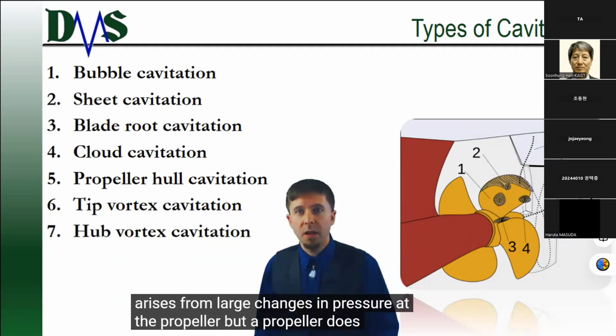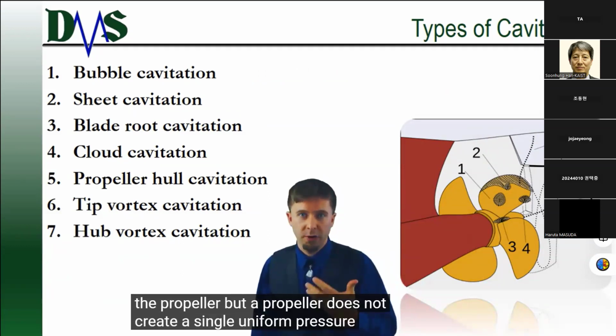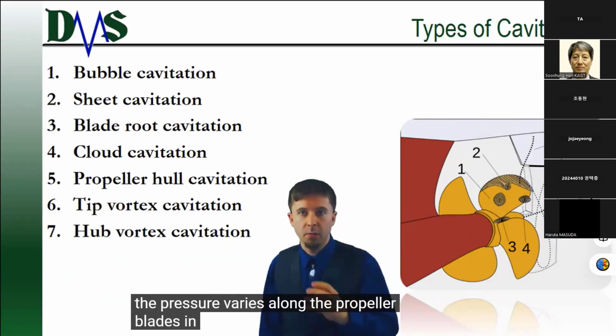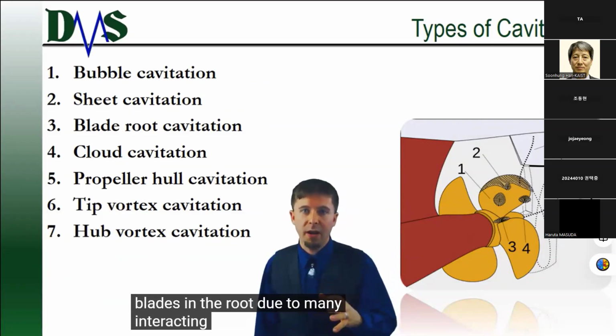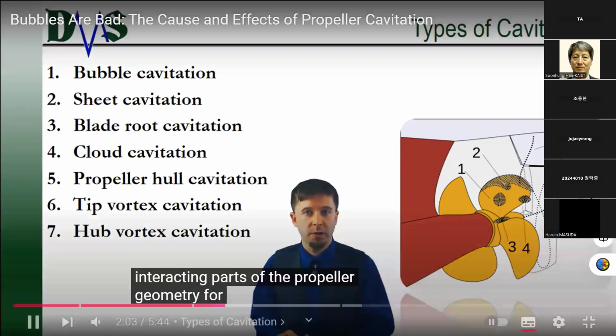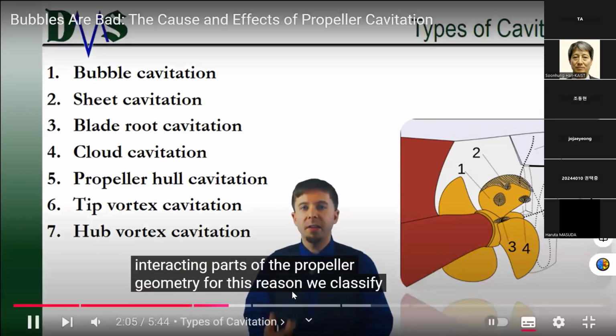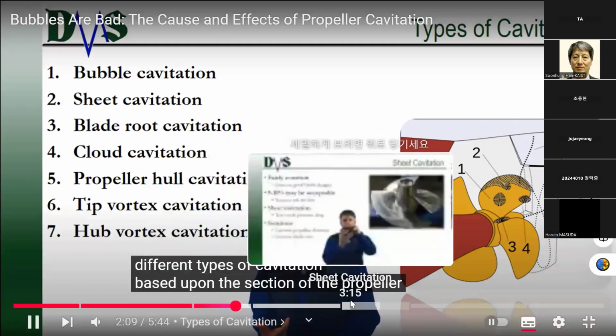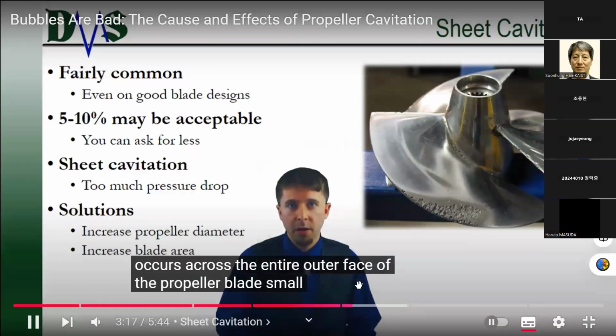But a propeller does not create a single uniform pressure field. The pressure varies along the propeller blades and the root due to many interacting parts of the propeller geometry. For this reason, we classify the different types of cavitation based upon the section of the propeller blade.